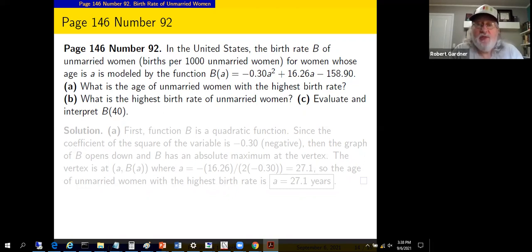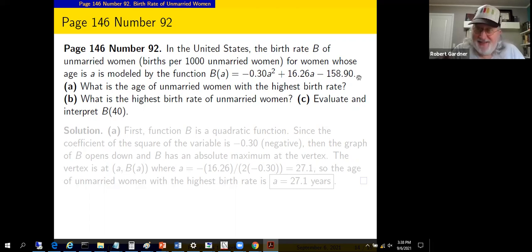Okay, so regardless of all the words, they're asking us about birth rate. Maximize birth rate. Birth rate is given by this function. They want the maximum value of this function.